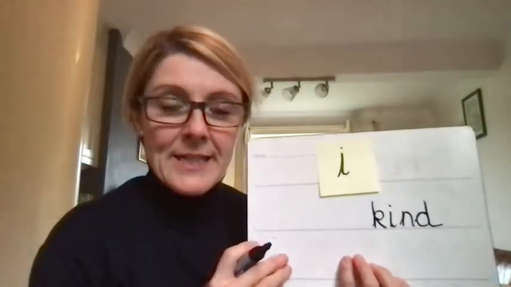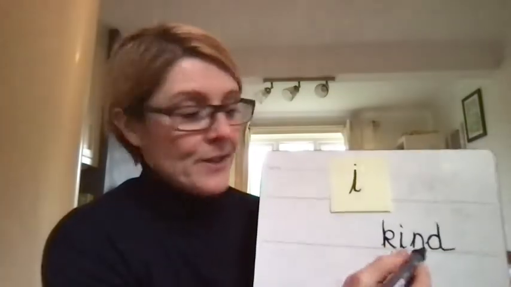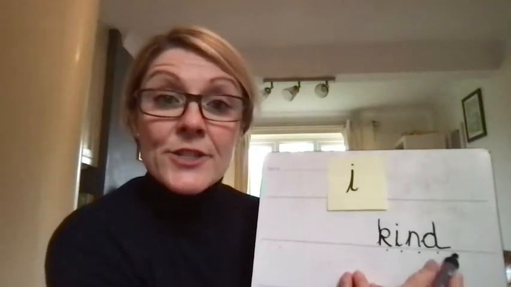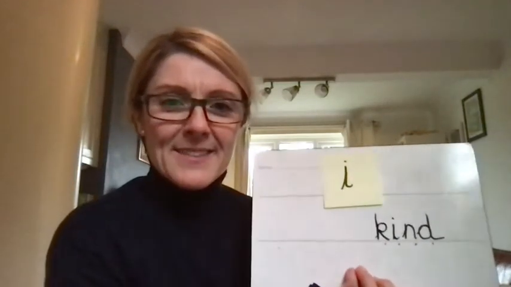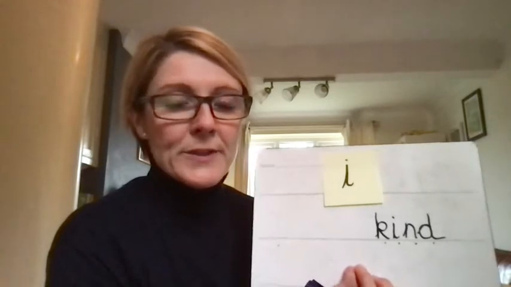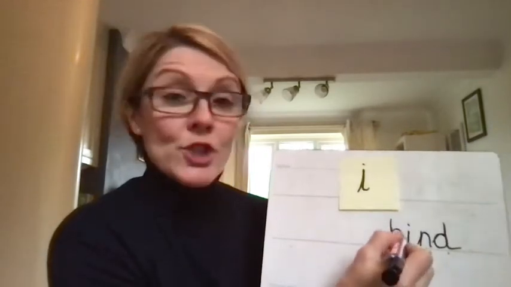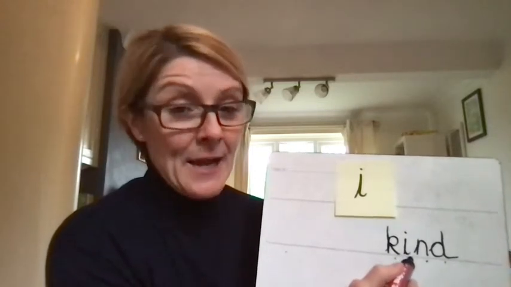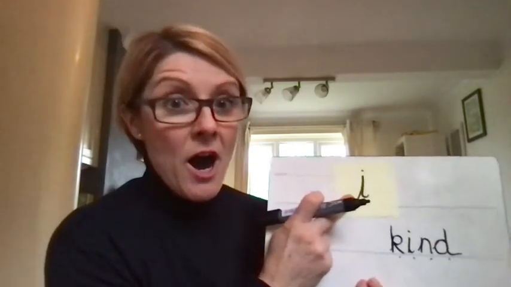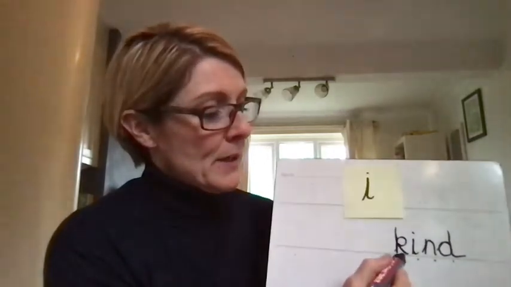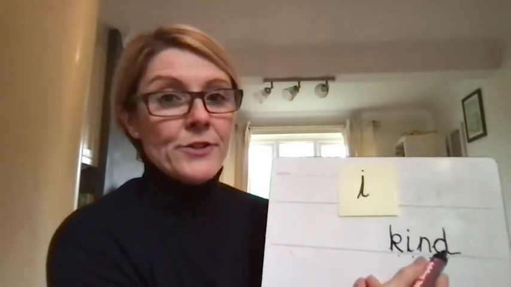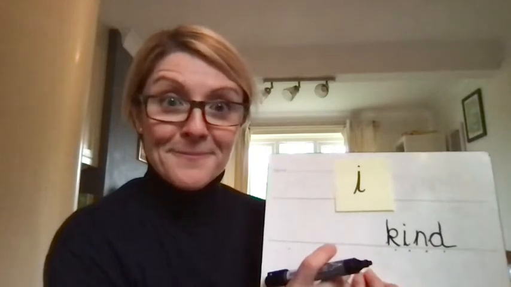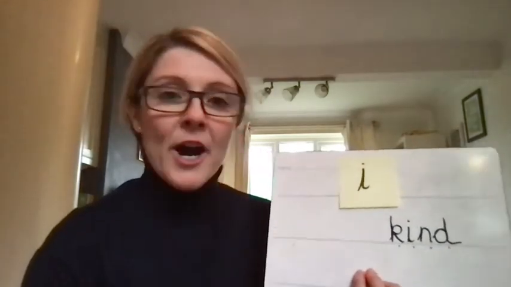So if I was to sound out this word, k, i, nd, kind, does that make sense? No, it doesn't make sense. So then we're going to change what we use because we know that this can make one I sound, but it can also make another I sound. So it's going to be k, i, nd, kind. Remember to be kind to each other and yourself. Kind. Okay, don't worry about writing it down just yet.